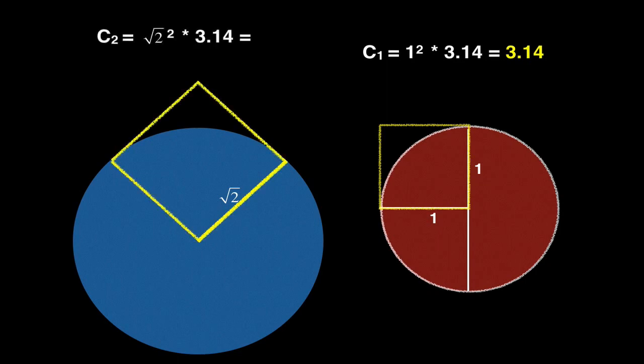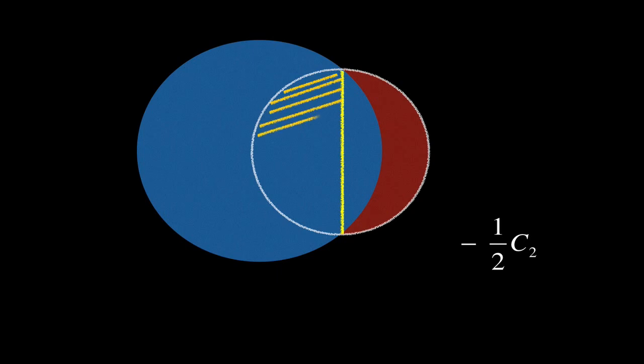Right? So each side of a square is root 2. That means that the area of the square is 3.14 times 2, or 2 times pi, right? Because square root of 2 times square root of 2 is 2. 2 times pi is 6.28. All right. Here's the deal.